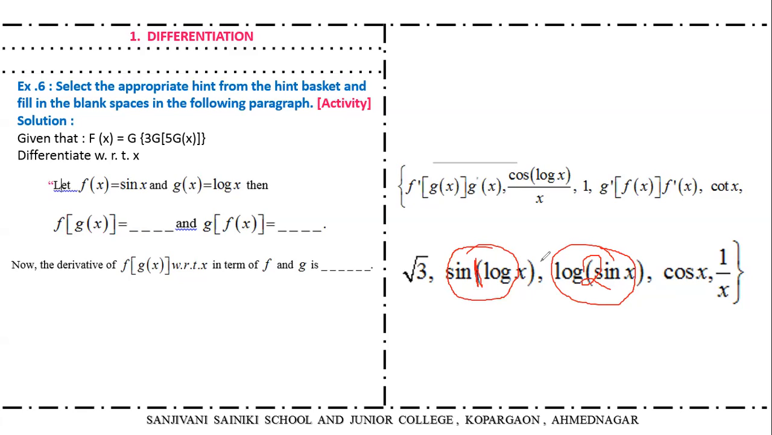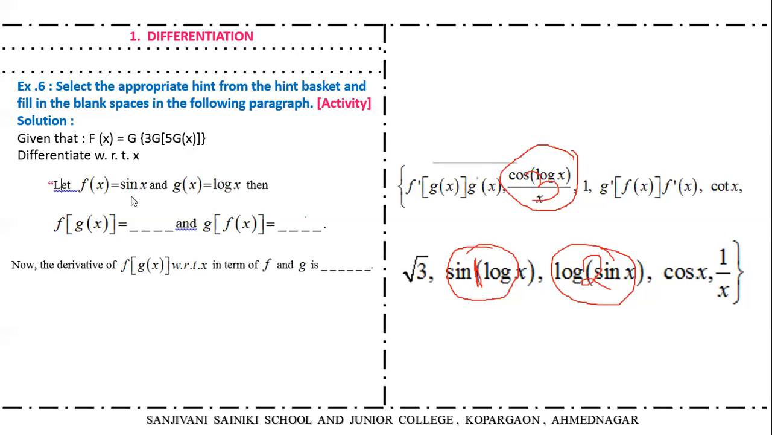So the derivative with respect to x. So the derivative of sin of log x is cos of log x upon x. So this is our third blank space.